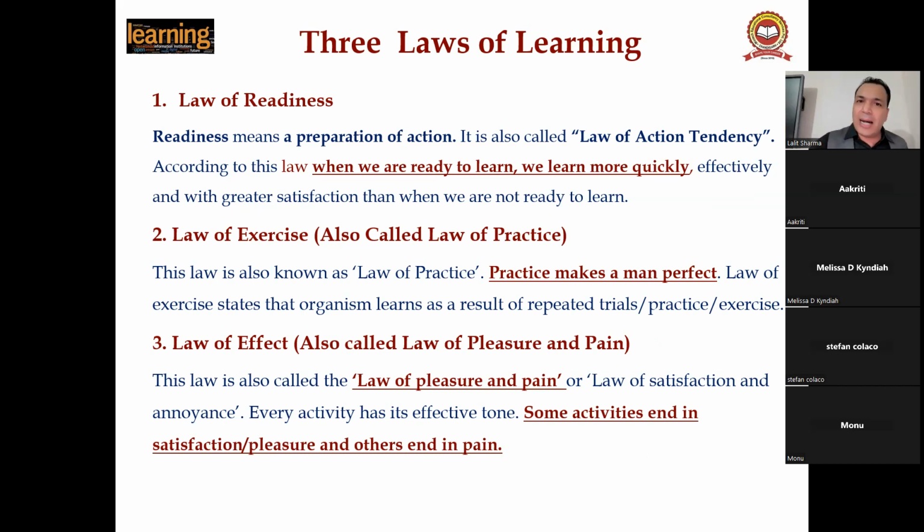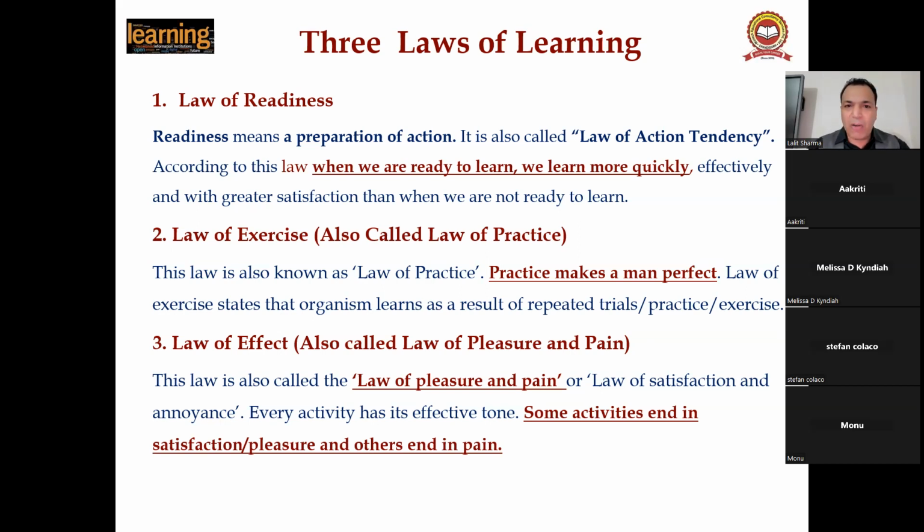The law of exercise is also called the law of practice. Now, practice makes a man perfect. This law is also known as the law of practice. Practice makes a man perfect. The law of exercise says that an organism learns as a result of repeated trials, practice and exercise. Organism includes all of them, cat, rat, dog, and we also are organisms. So how do we learn? We learn by making mistakes, trials, errors, right? Exercises, right?